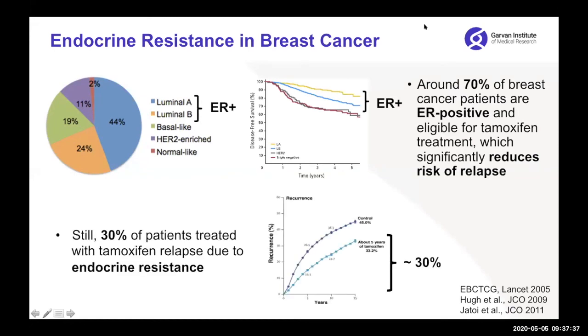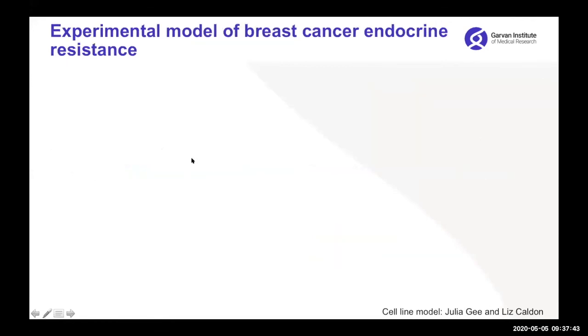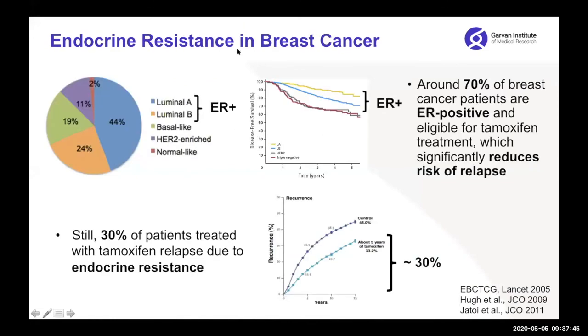However, there's still around 30% of these patients treated with endocrine therapy who will relapse within the first 15 years of receiving treatment. And that is due to development of endocrine resistance.